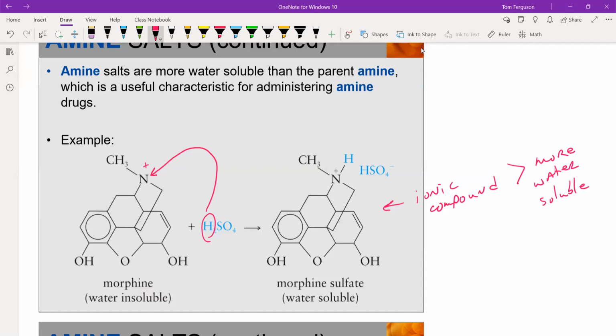Now, this isn't all that insoluble because we have alcohol groups here, and we have an ether here. These all are polar functional groups, particularly the two hydroxyl groups. So this has some solubility in water. This is just more soluble.